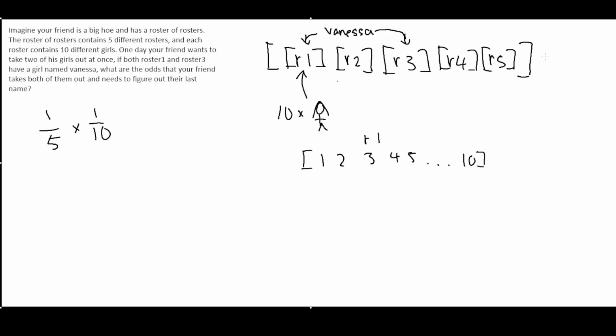And now we need to figure out the odds of him choosing the second Vanessa. So we're going to assume that he's able to re-pick another girl from roster 1. So roster 1 will stay in the probability. So it'll still be 1 in 5 that he chooses roster 3, where the other Vanessa is. And then it'll be 1 over 10 again, since there are again 10 girls in roster 3. So we just need to multiply all of the denominators, and let me just get my calculator out real quick because I do not want to count that.